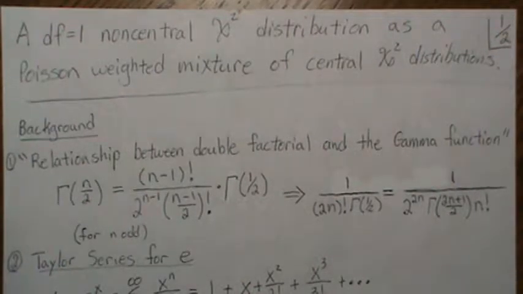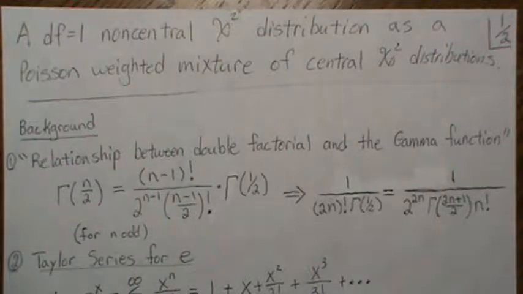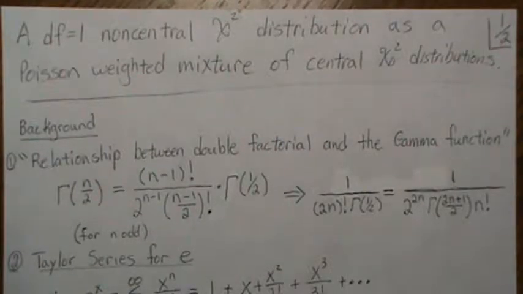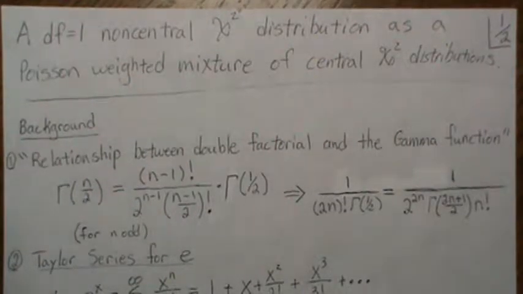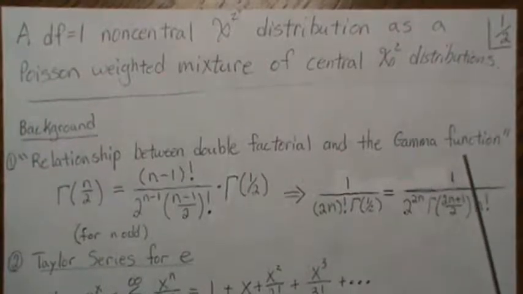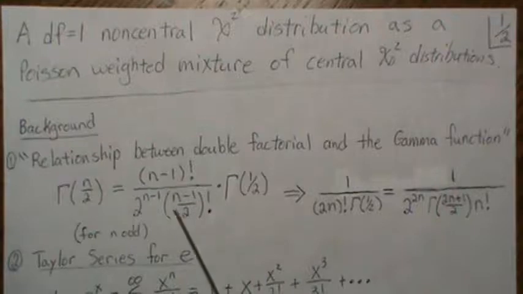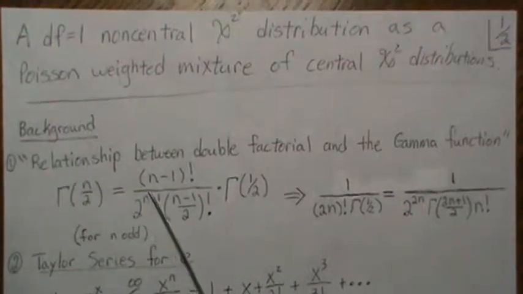Hello, in this video we're going to show that we can take a 1 degree of freedom non-central chi-square distribution and write it as a Poisson weighted mixture of central chi-square distributions. Now, background, I have a video called Relationship Between Double Factorial and the Gamma Function, and we illustrate this formula here for when n is odd.